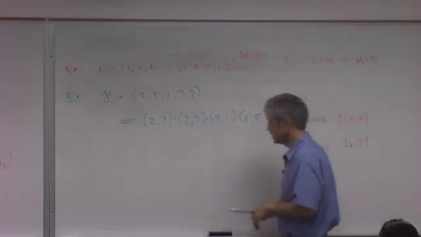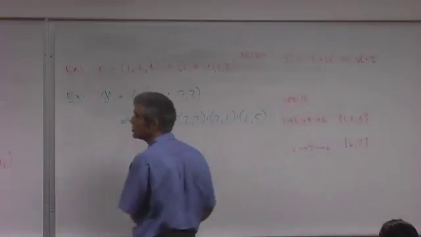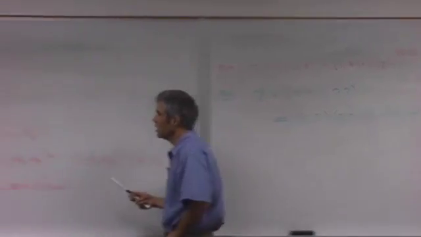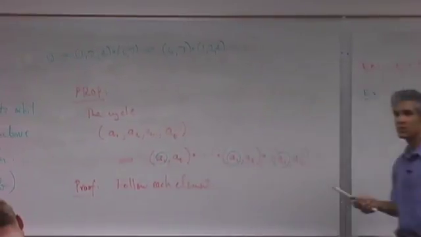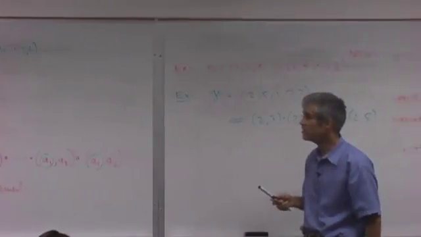A slightly less computational way to phrase this proposition is: every cycle can be written as a product of transpositions. Not of disjoint transpositions, but a product of transpositions.